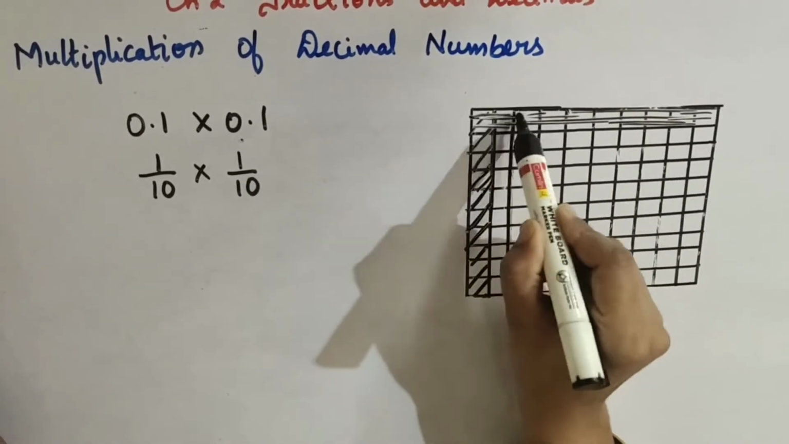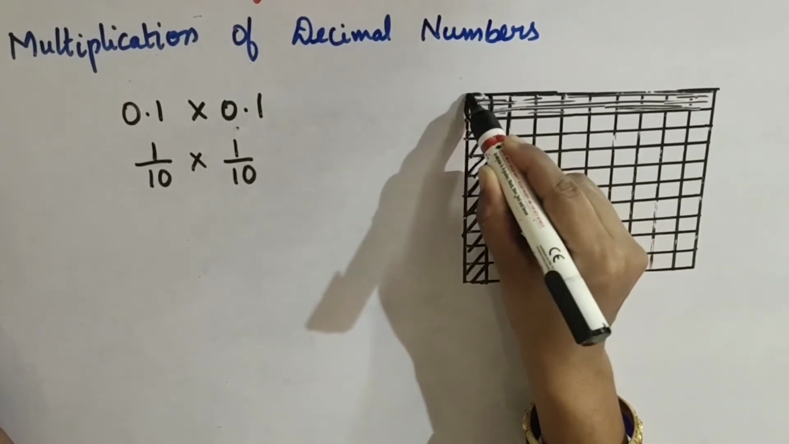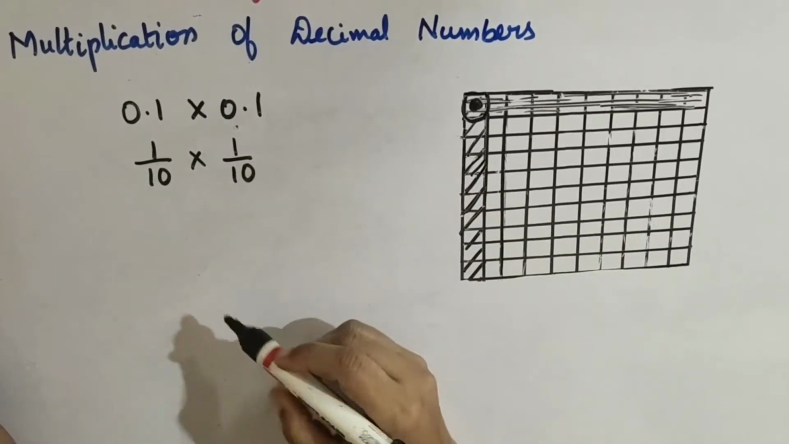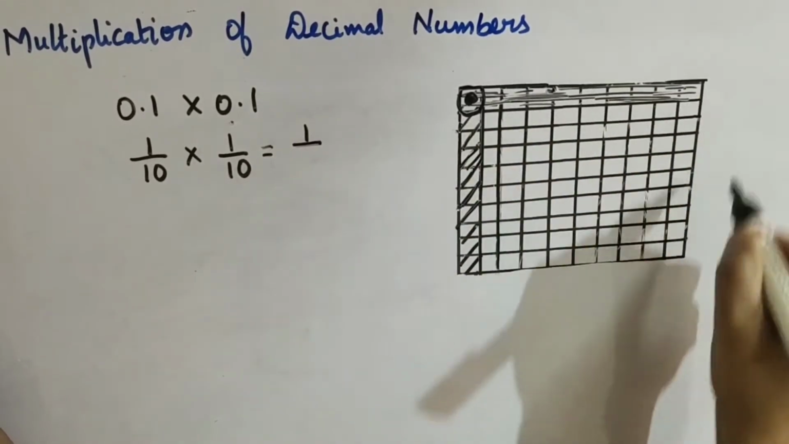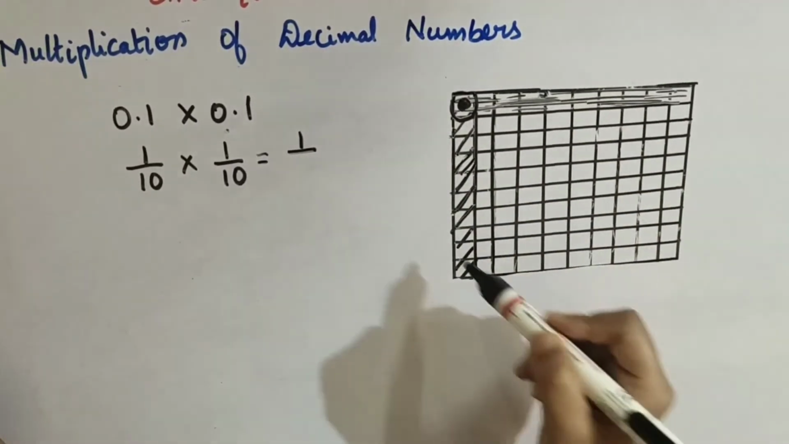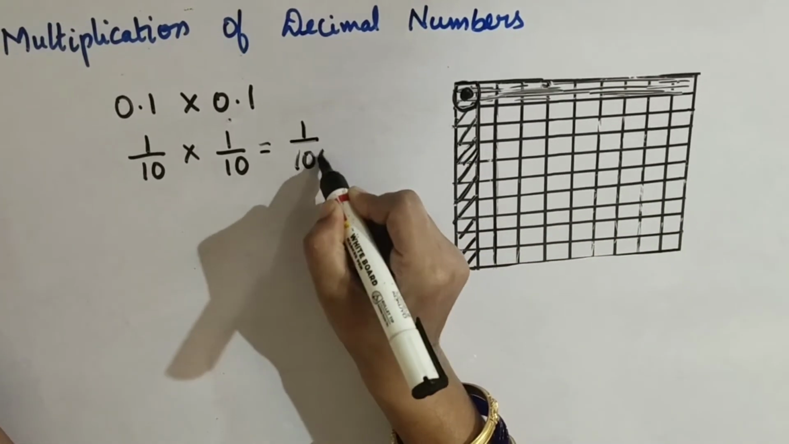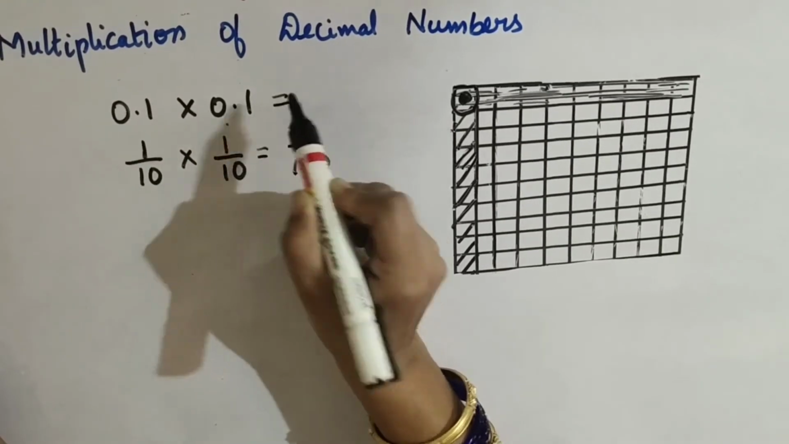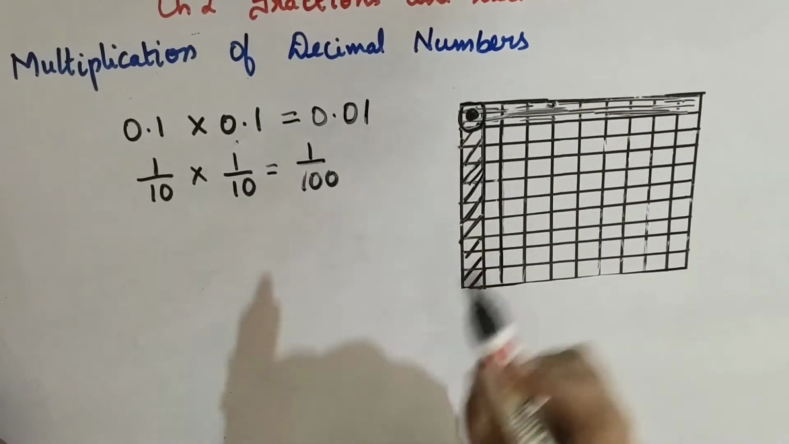Now where do you observe the common part which is shaded? This is the common part that is shaded, right? So only one part is common shaded, isn't it? Only one part out of how many parts? 10 into 10 is 100. So we divided this block as 10 by 10 square, so we have 100 squares. So 1 by 100, isn't it? When you multiply this also, we will get 1 by 100. So 0.1 into 0.1 will be 0.01, one portion out of 100 blocks.